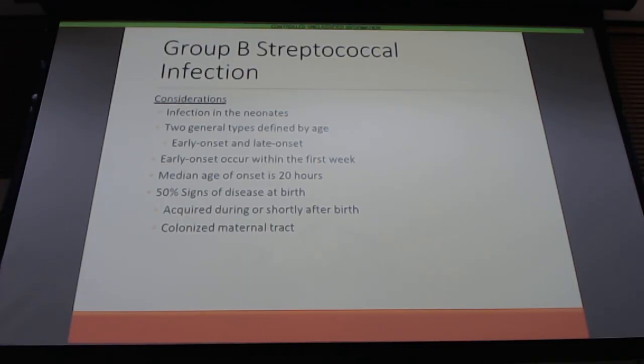Okay, so early onset from that first week usually starts about 20 hours after. Okay, 50% show signs of disease at birth, so they already have some signs. It usually becomes more apparent within 24 to 48 hours after birth. What happens is, as the baby is born, it picks it up from the mom through the vaginal canal, and that's how it gets it.